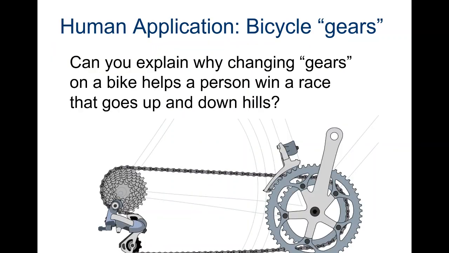So bicycle gears, can you explain why changing gears on a bike helps a person win a race that goes up and down hills? There are 2 things to look at when we look at bicycles. One is the input sprocket, where your feet pedal, obviously, and the other is the output sprocket on the actual wheel itself. If you're ever going uphill, you want to go to a smaller sprocket that is easier for you to pedal, because that way you pedal more revolutions a second or minute, but you put in less effort, less force. Trying to go uphill makes it easier for you.